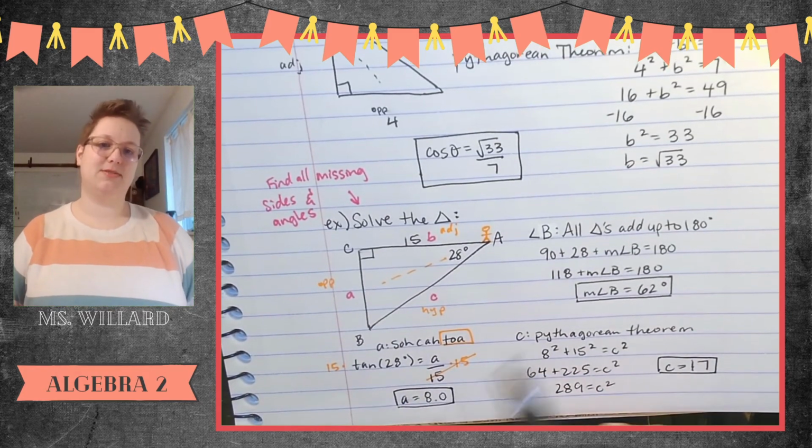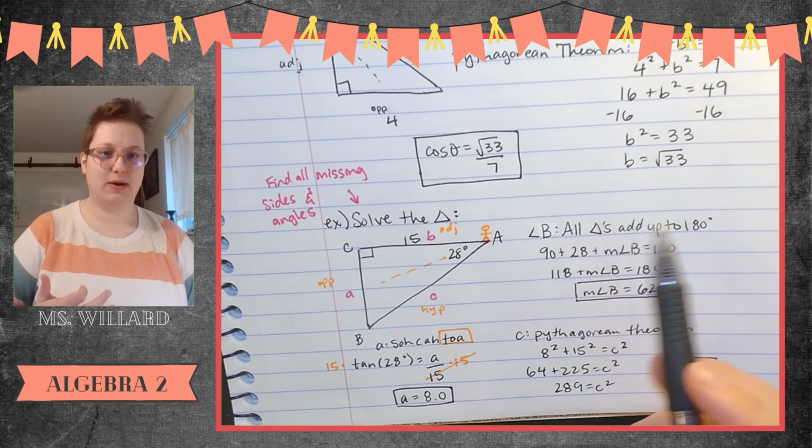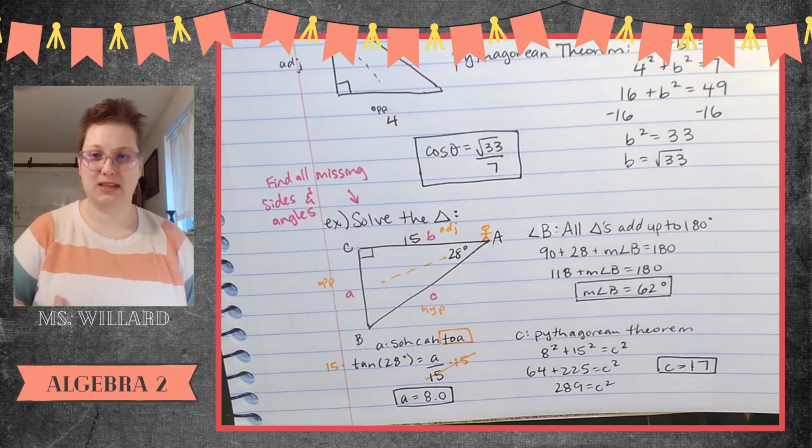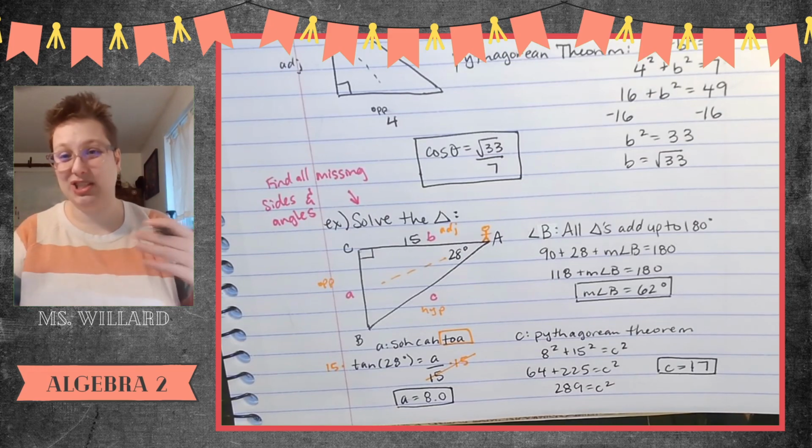And it almost always does follow this. We want to find the missing angle using 180, find one of the sides using SOHCAHTOA, and then the other side using the Pythagorean theorem. That's what we do. That's how we do it.